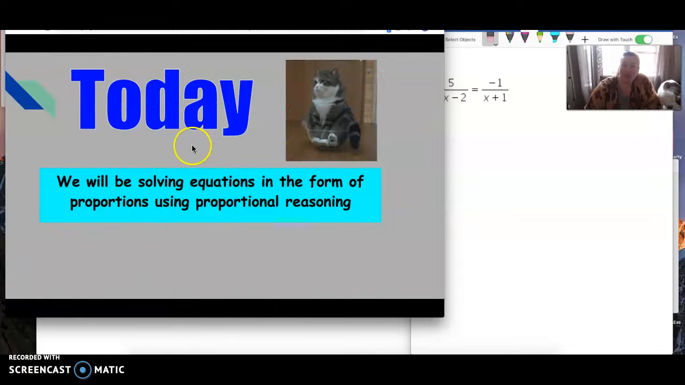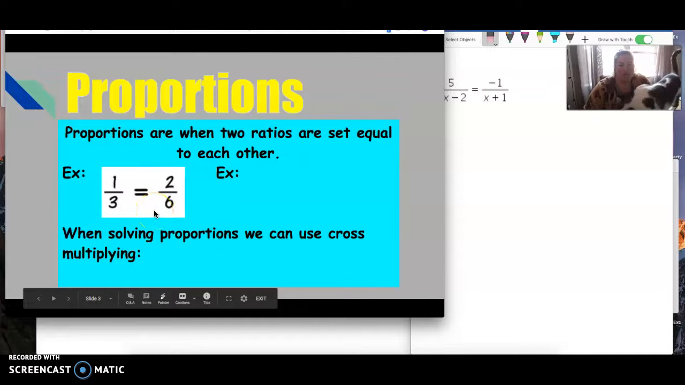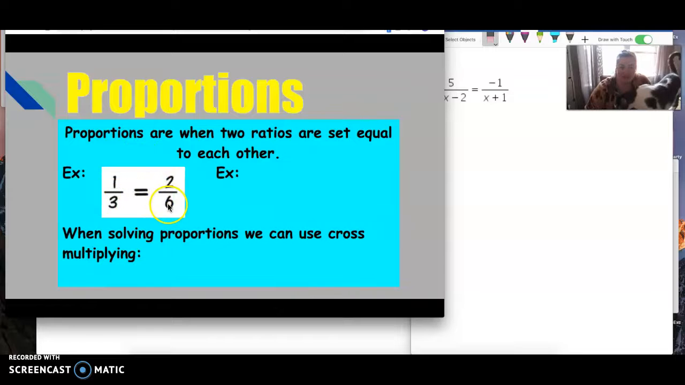All right, so today, what we are going to be doing is we're going to be solving equations in the form of proportions, and we're going to use proportional reasoning to solve those equations. What does that look like? What's a proportion? So here's an example of a proportion. You have 1 over 3 equaling 2 over 6. So proportions are when two ratios are set equal to each other. So this ratio of 1 over 3 equals the ratio of 2 over 6. Those are some simple proportions.